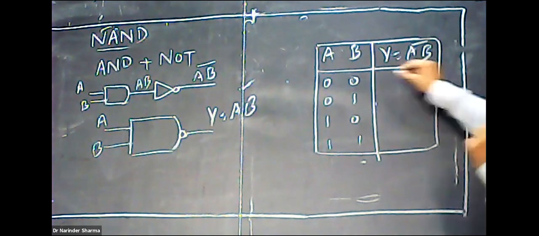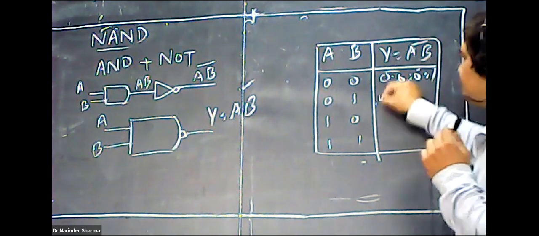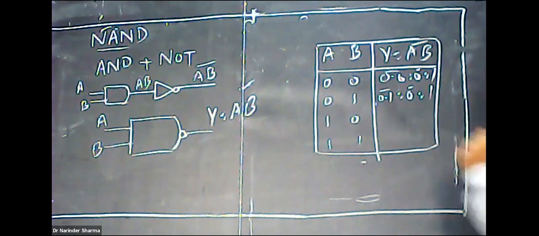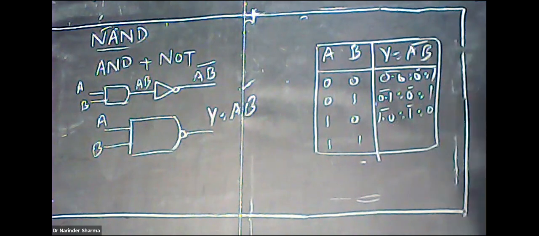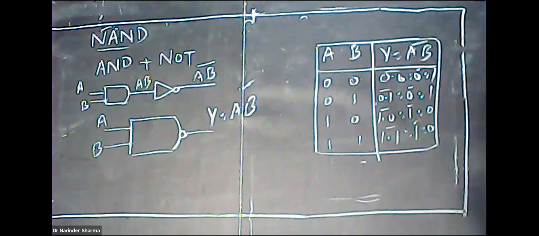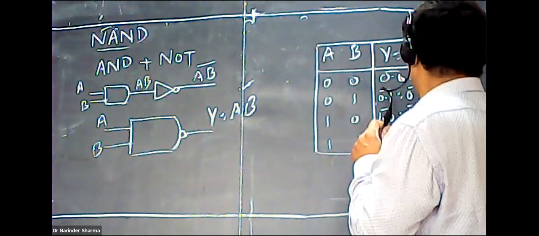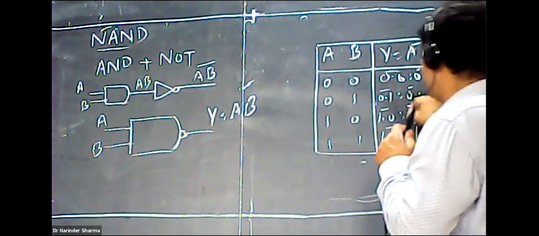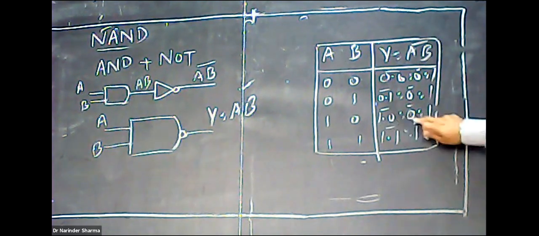0 into 0, 0 into 0, 0 bar is equal to 1. 0 into 1, 0 bar equal to 1. 1 into 0, 1 bar is equal to 0. 1 into 1, 1 bar equal to 0. Now 1 into 0, 0 into 0 is 1. This is 1 into 0, 0. This would be 1. 1 into 0 bar equal to 1.